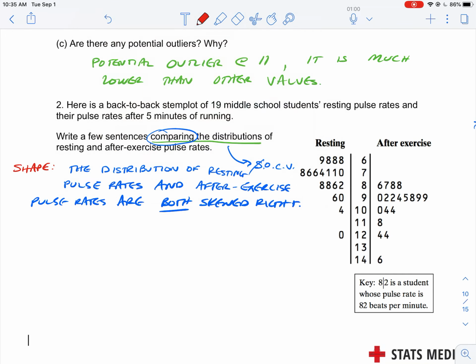Next piece, outliers. So let's take a look here. Are there any potential outliers here? Well, the bulk of my data is here. I have this potential outlier in my resting side. And if I notice my key here, which remember, we need to have a key whenever we do a stem and leaf plot, this would be equal to 120. And I've got a potential outlier here, so this would be at 146. I need to talk about both of those because I'm talking about two different data sets.